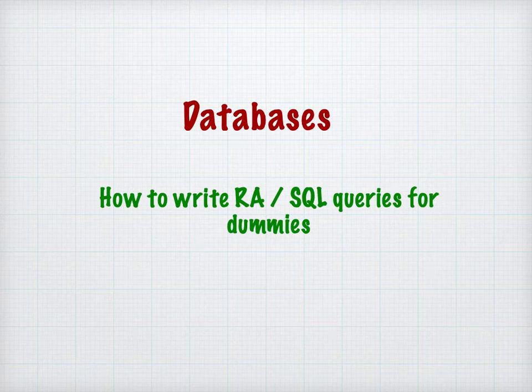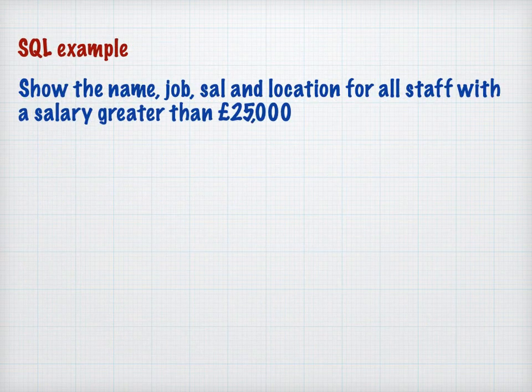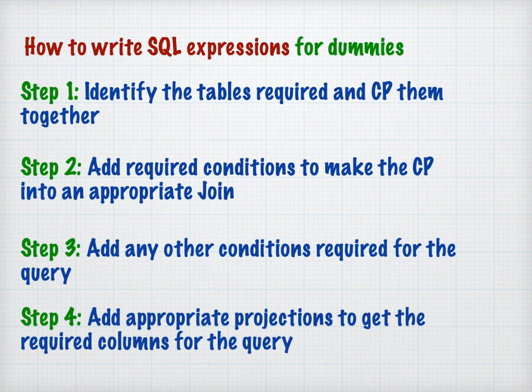So let's look specifically at how we can use those simple rules for creating an SQL query, sort of writing SQL queries for dummies. Here are the 4 steps, and they're the same as the 4 steps we looked at when writing a relational algebra expression, except here we're going to specifically be talking about tables and SQL. I'm going to use the same example, which is show the name, job, salary, location for all staff with a salary greater than 25,000, and I'm going to apply those 4 steps to writing the SQL.